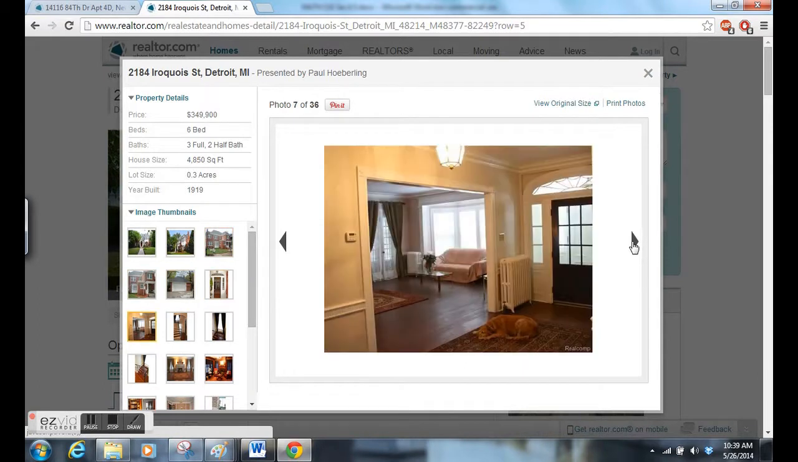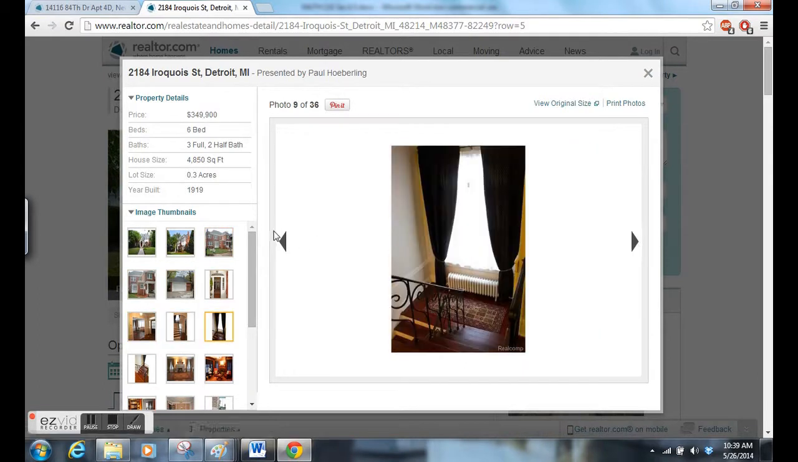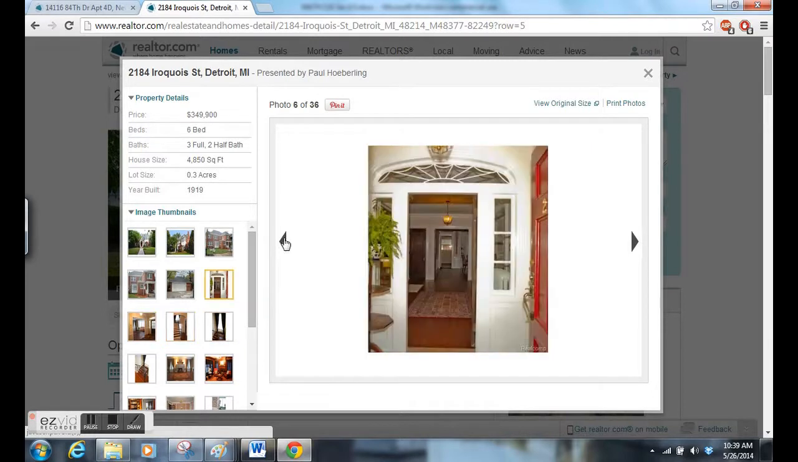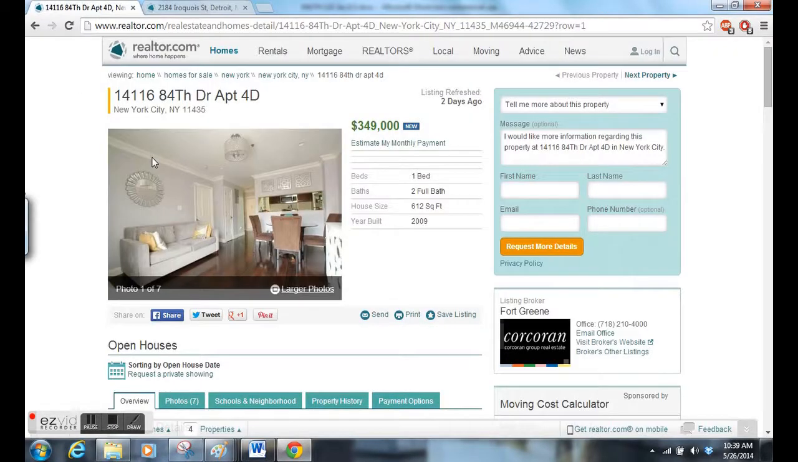Suppose you wanted to live in Manhattan. What could you buy for $350,000? You can buy this little place. Just on the market, you guys. A 1-bedroom, 2 full baths for 612 square feet. That's not very big, anyway, for a mere $350,000. So you got some choices.